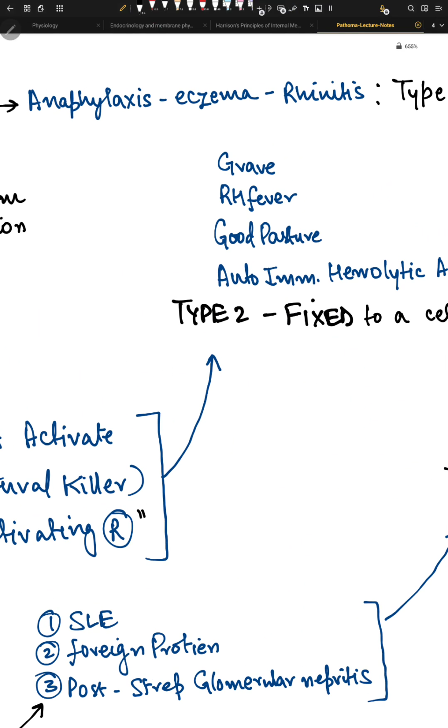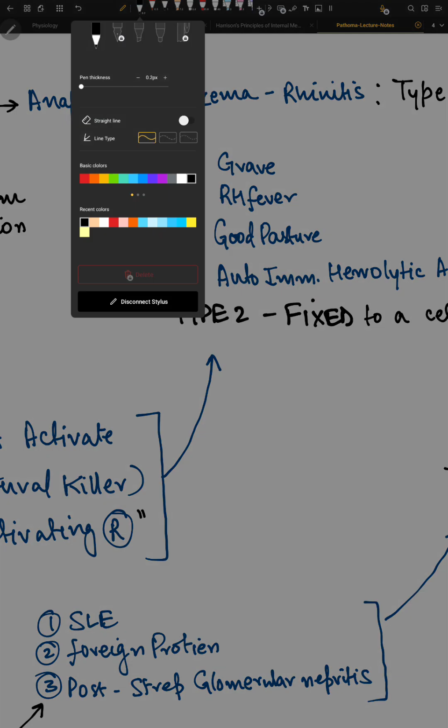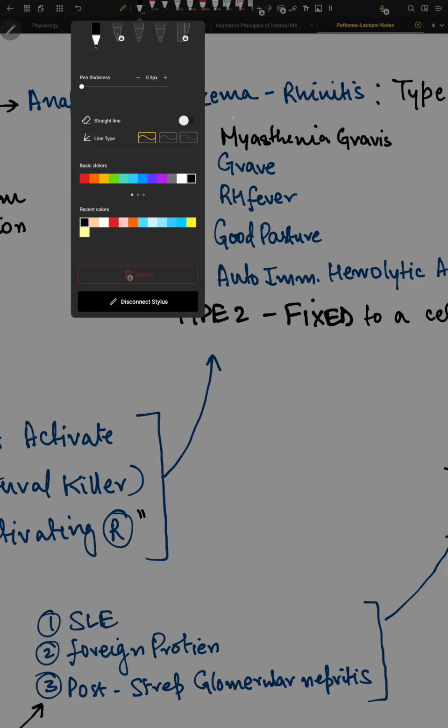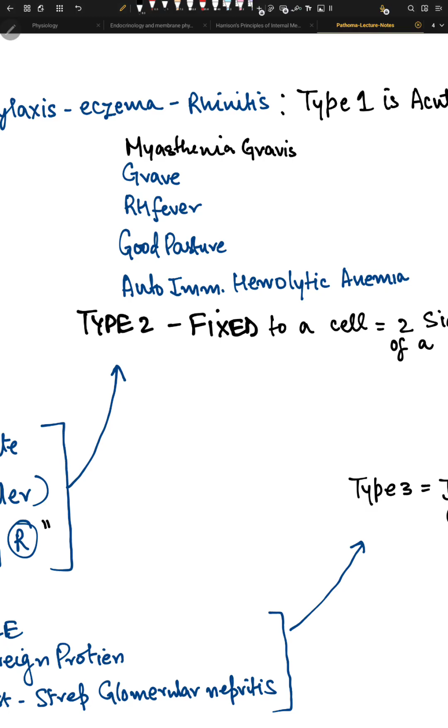I think I wrote it wrong. Let me correct it. Myasthenia gravis. Okay, so this is done. Myasthenia gravis is where the receptors are blocked.